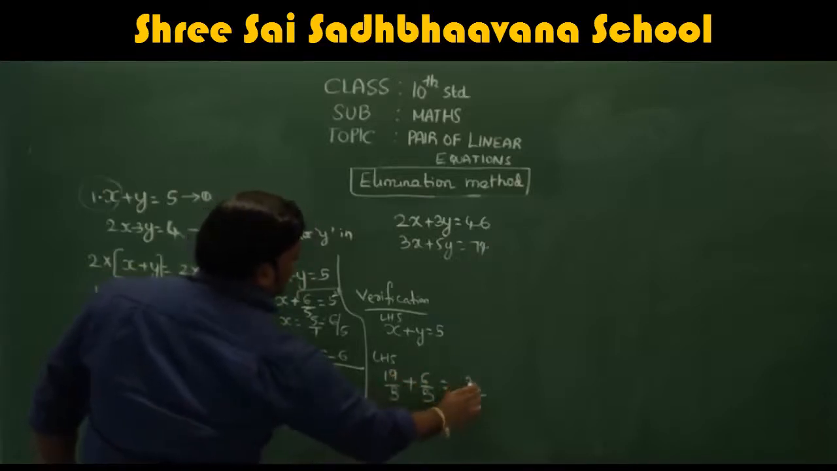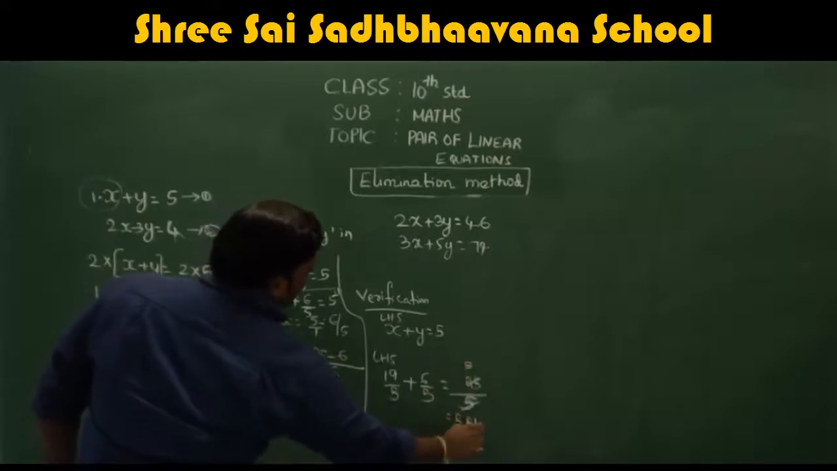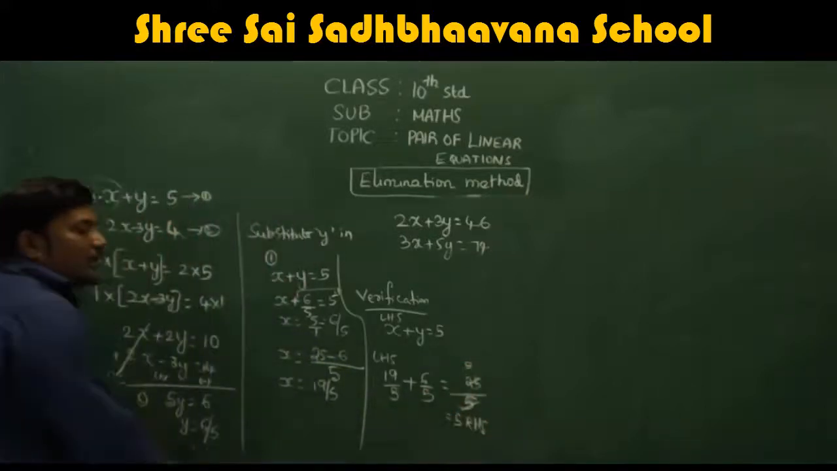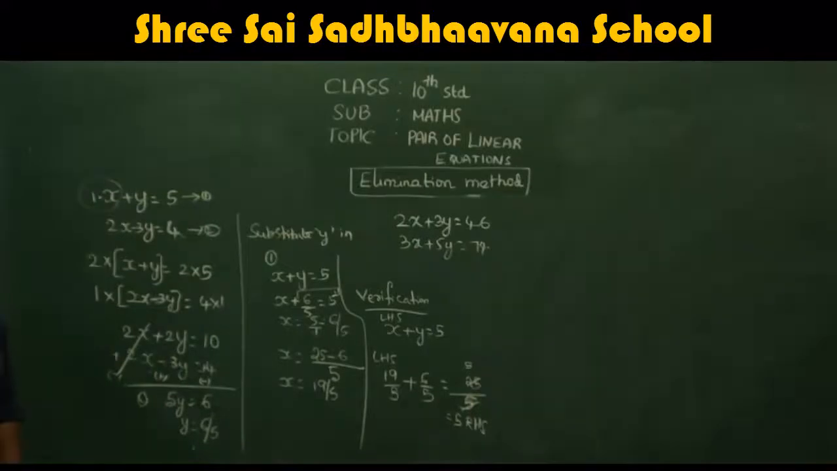5, 19 plus 6 is 25. 5 5s are 25, which is your RHS. So our answer is correct. That's all. As I told you, verification is not mandatory. Why am I willing to do it in your space? Because you will have clarity on whether your answer is correct or not.